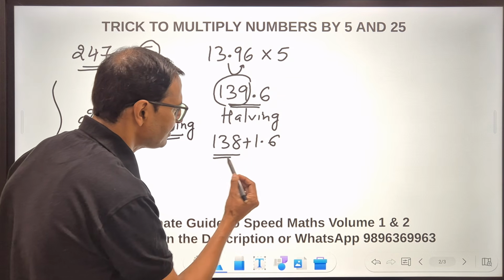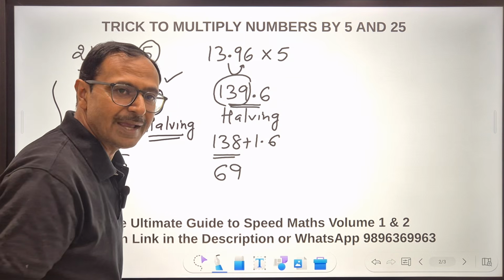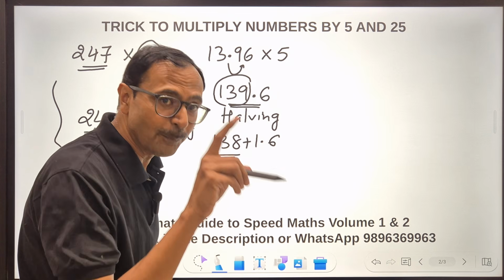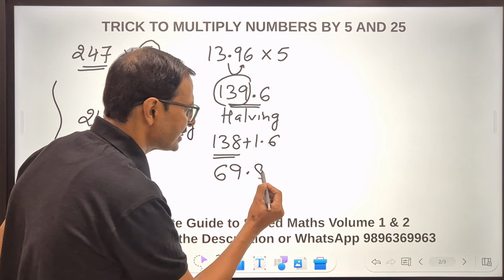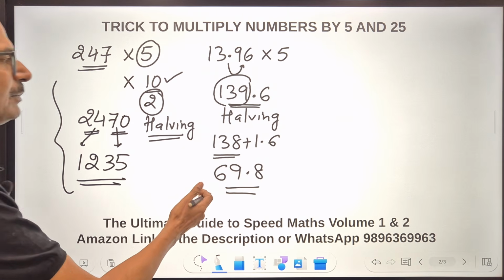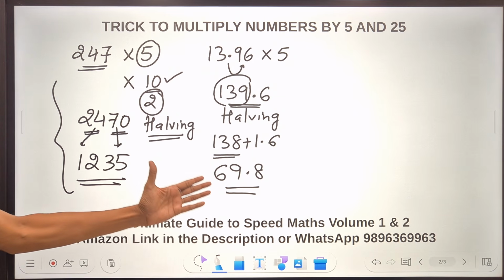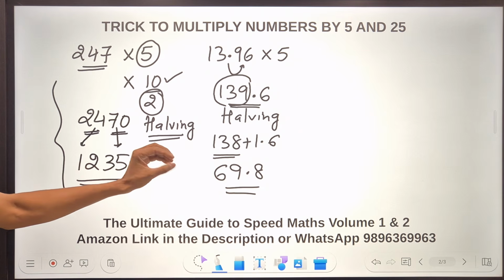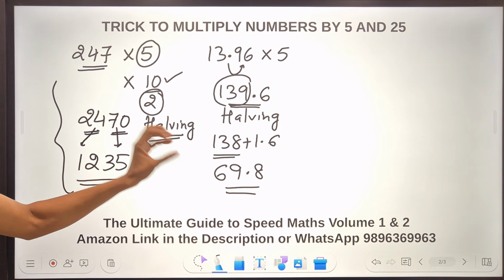So the half of this number is going to be 69, and half of 1.6 is 0.8. And therefore, the answer for the question is 69.8. Now, you can actually pick up the calculators and check your answer. You will find that the answer is very accurate.